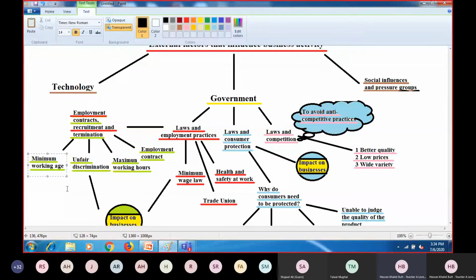But this is a negative impact, but there is a positive impact as well. Do you know what is a positive impact? Shahir, Amir, what would be a positive impact? Yes, Shahir. Is there any positive impact for the business if there is a law and the business is following that law of minimum working age?